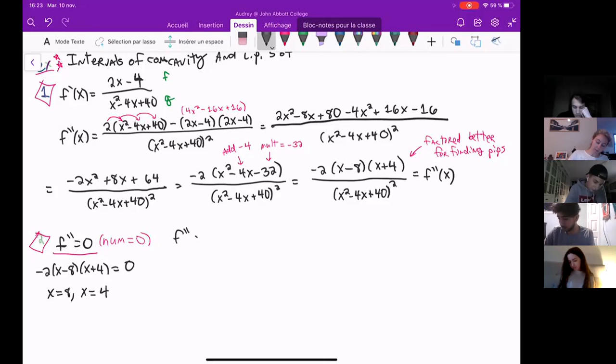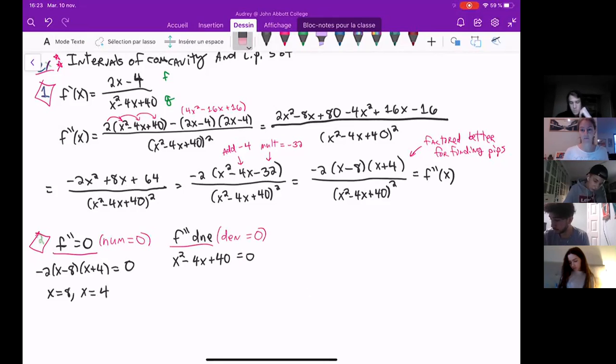And then f double prime does not exist is like setting the denominator equal to 0. So here I'm setting x squared minus 4x plus 40 equal to 0. Maybe some of you asked yourselves, when we were factoring the numerator before, why don't we factor the denominator? If you didn't ask it, it's not a big deal. But the answer is that we didn't factor the denominator because we can't.